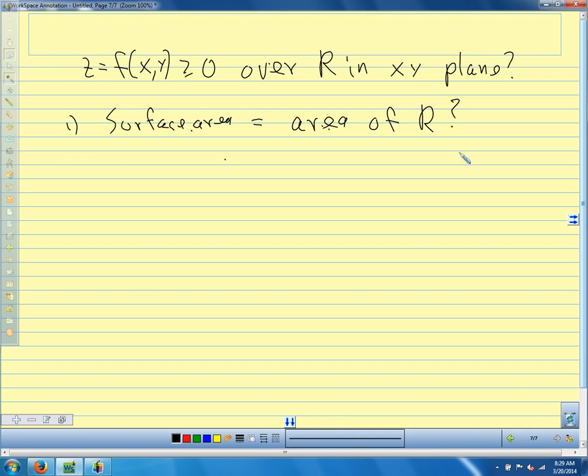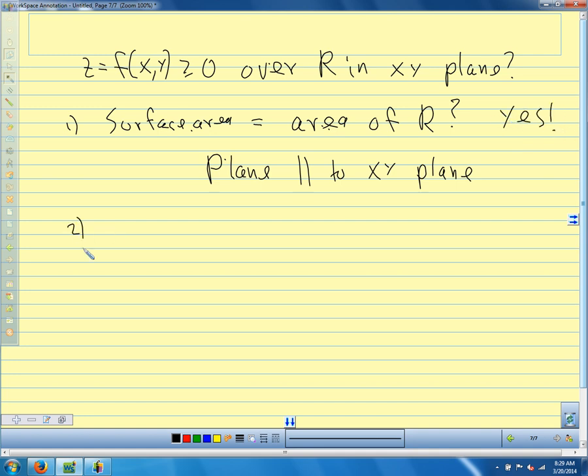I hear a couple of yeses. How would it work? Yeah, Carly says it's a plane. It's a plane parallel to the xy plane, parallel to our region in the xy plane. So a plane parallel to the xy plane. So that's a yes.